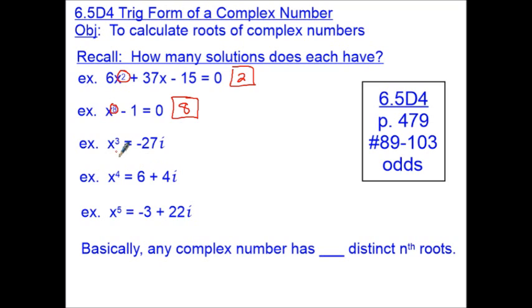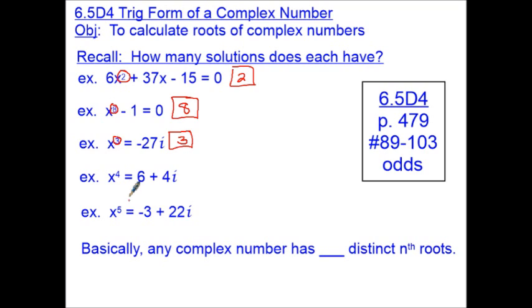Basically nothing changes the second I start looking at some negatives or some imaginaries here. I've got x to the 3rd, so basically what I'm doing is taking the cube root of negative 27i. Now that seems kind of preposterous right now, but that's what this lesson is going to be all about. But since I am dealing with x to the 3rd, I am going to be dealing with 3 separate solutions to that equation, so effectively I have 3 roots for negative 27i.